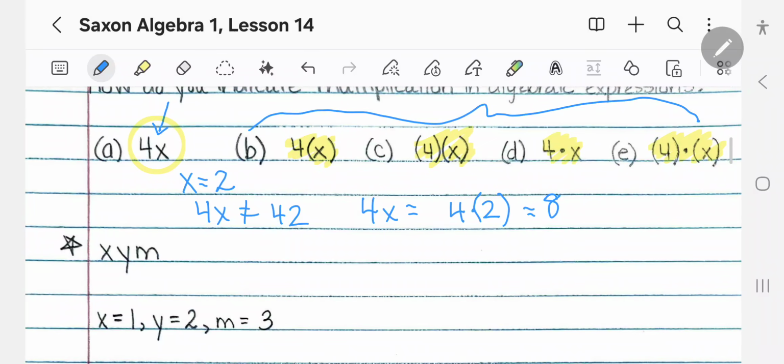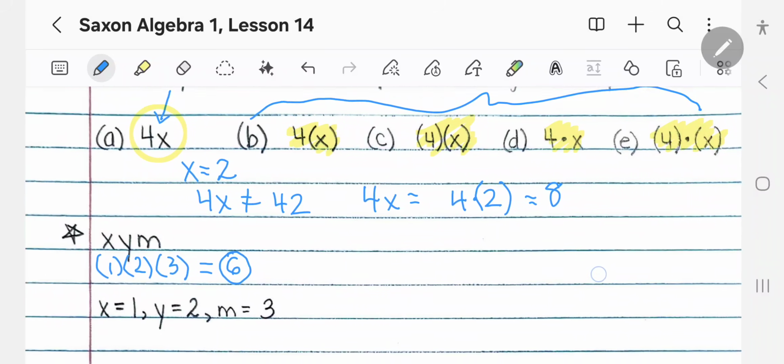So here's another not official example, but just something they were pointing out. They were showing that if you had an expression like this, x, y, m, that has a value if given some values for the variables. So if we know that x is 1, and we know that y is 2, because they gave us that, and m is 3, then this is not 123. This is 1 times 2, which is 2, times 3, which is 6. This expression has that value of 6 when x is 1, y is 2, and m is 3.